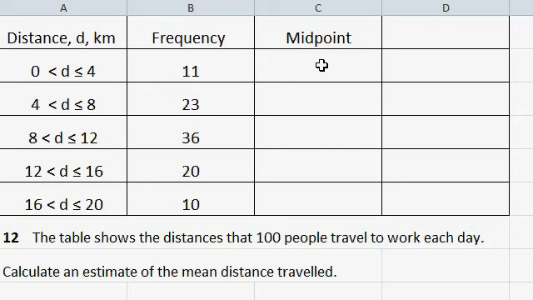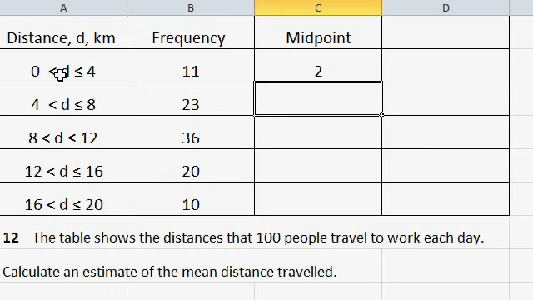What it's asking you here is to complete this table. So the first thing you need to do is find the midpoint of these. The midpoint between 0 kilometers and 4 kilometers is 2. The reason you find a midpoint is because you don't know, for example, someone in here could have traveled 3 kilometers, someone could have traveled 1 kilometer, or 2.5 kilometers. You don't know. It was only broken down into categories: 0 to 4, 4 to 8, 8 to 12, 12 to 16, 16 to 20.